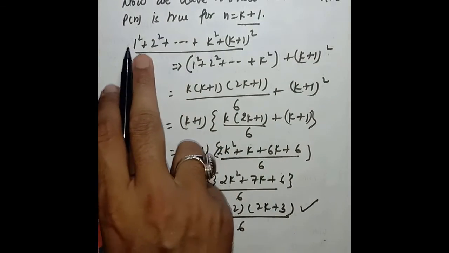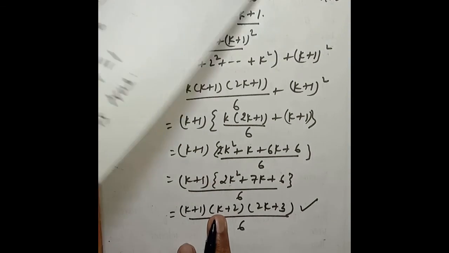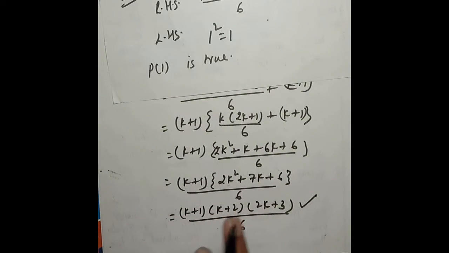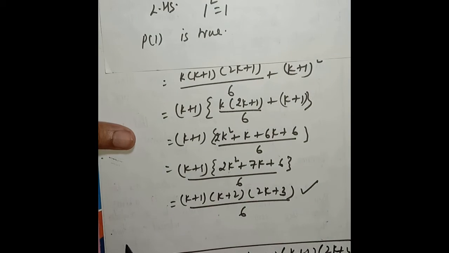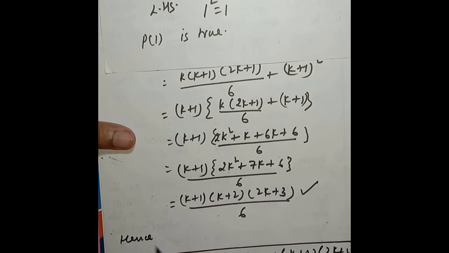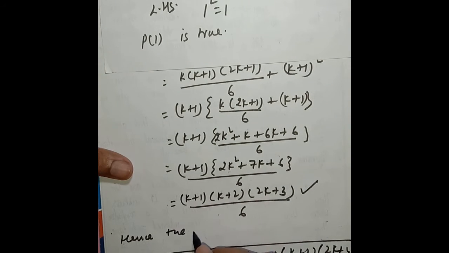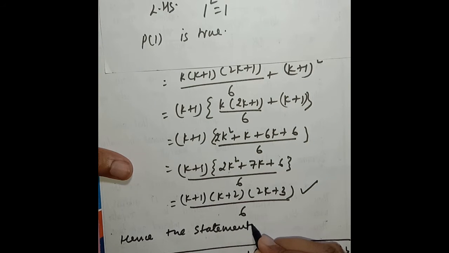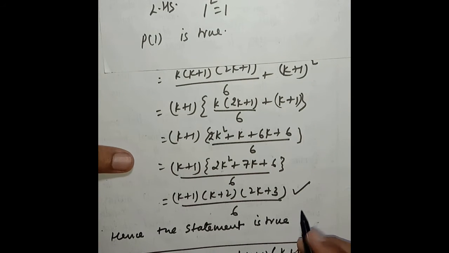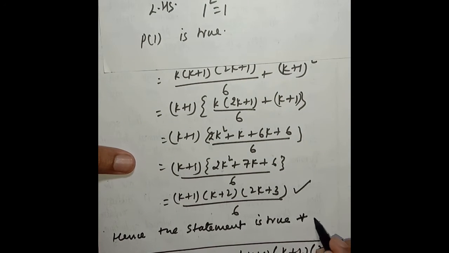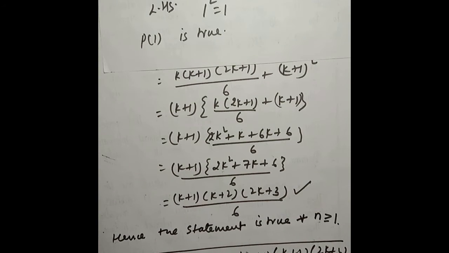So we can say that the statement is true for all n greater than or equal to 1. So hence the statement is true for all n greater than or equal to 1.